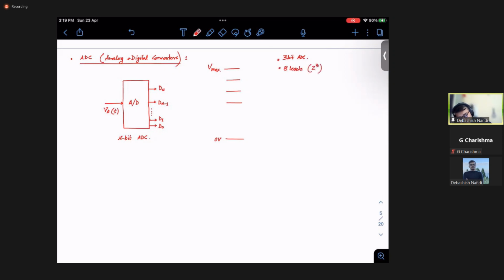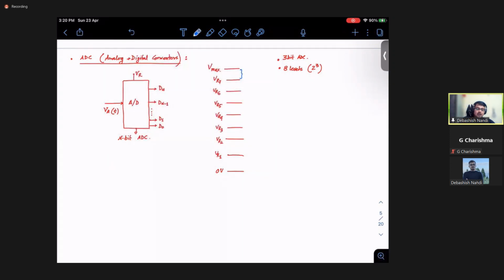2 to the power 3. So 1, 2, 3, 4, 5, 6, 7, 8. Let me just move the 0 to here. Okay, so now suppose some reference voltage VR is there, and let me say some ground node is there. So let me say this is VR7, VR6, VR5, just random nomenclature. You just take it as names. VR3, VR2, VR1.